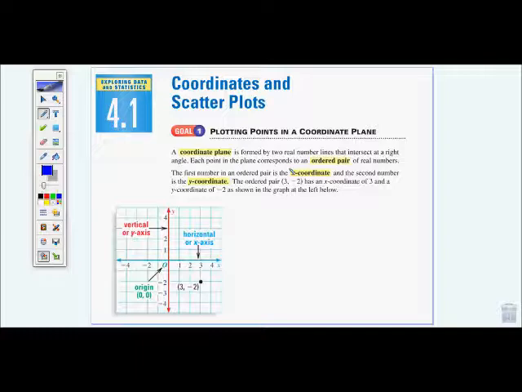We're going to talk about a coordinate plane that's formed by two real number lines that intersect at a right angle. Each point in the plane corresponds to an ordered pair. So you see our vertical axis y and our horizontal axis x. The first number in each ordered pair is going to be the x coordinate, and the second is going to be the y coordinate. So when we write the ordered pair that is shown on this graph, we would write it as (3, -2). An easy way to remember that is when you're reading, you always read left to right first, and then you continue either up or down on the page.